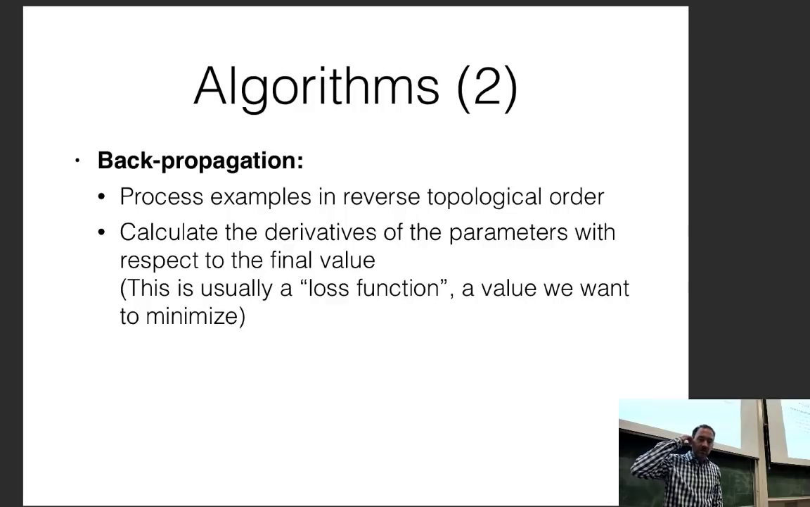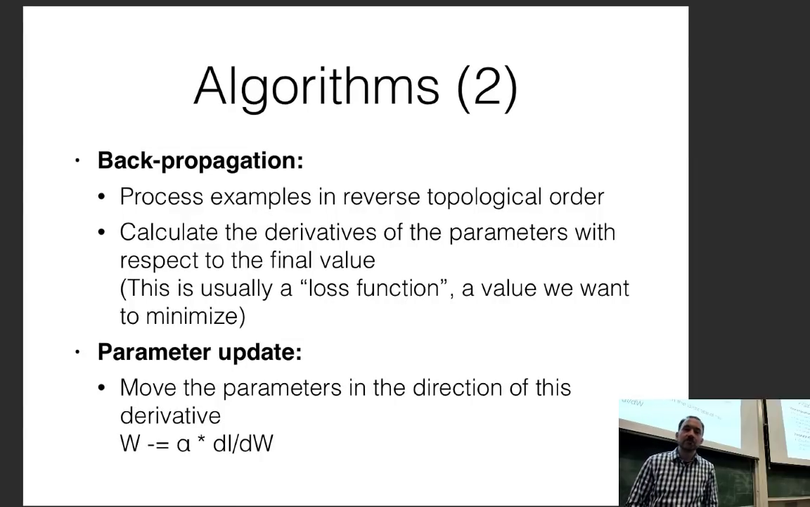For back propagation, again, this is similar. What you do is instead of forward topological order, you process examples in reverse topological order and calculate the derivatives of the parameters with respect to the final value. The final value that you calculate the derivatives with respect to is usually a loss function. So a loss function is a value that you want to decrease. It's a value that you want to be lower if your model is working well. And usually it's something like the negative log likelihood. I'll talk more about this later, but it can be any arbitrary function that you want to minimize.